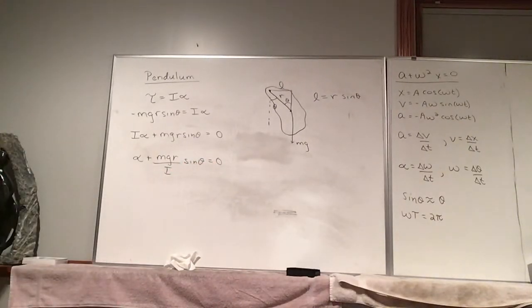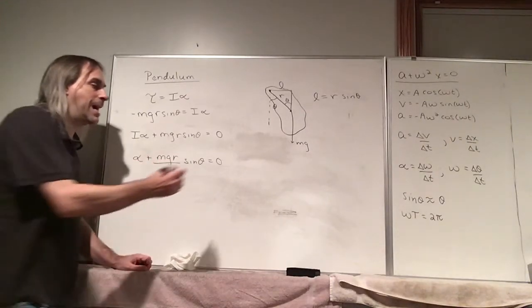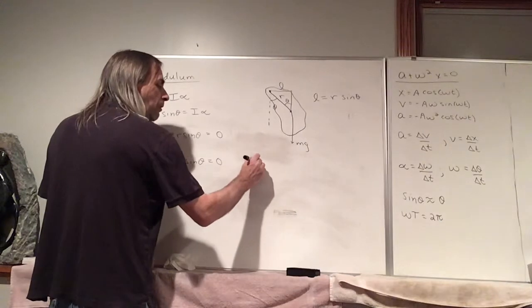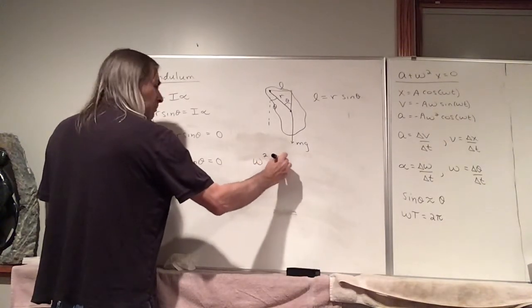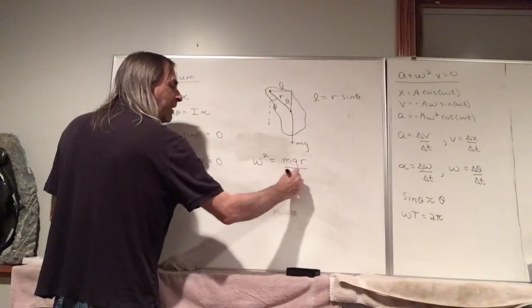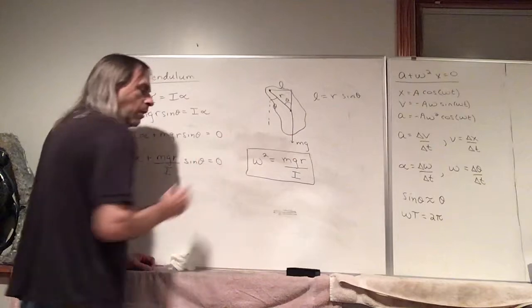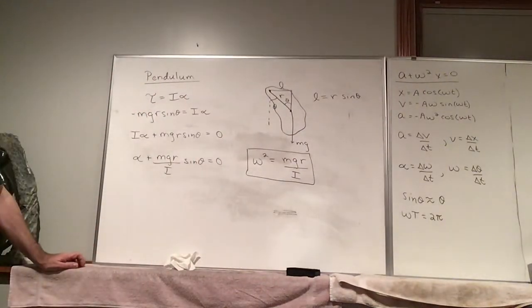Now, if we can say that the small angle approximation is valid, then we have simple harmonic motion. mgr over I is a constant. So in general, for a general pendulum, omega squared would be mgr over I.